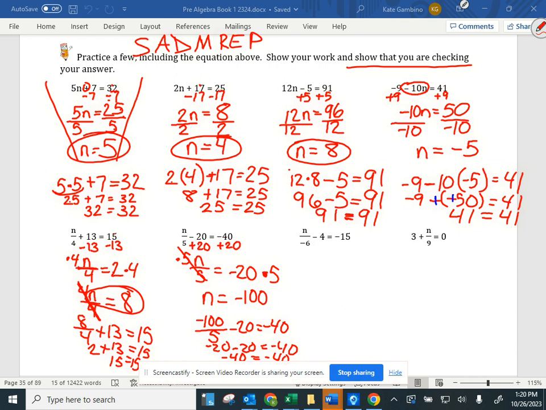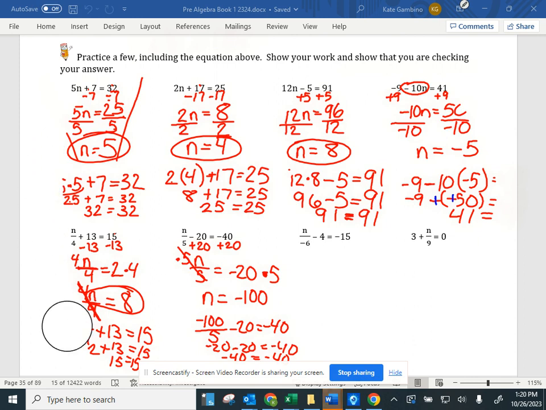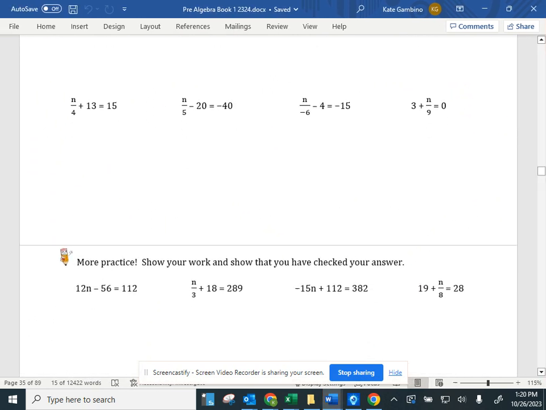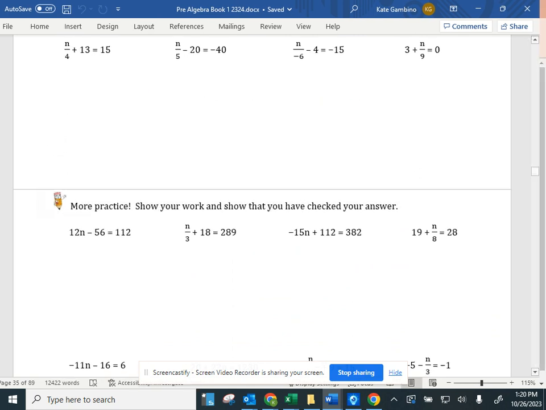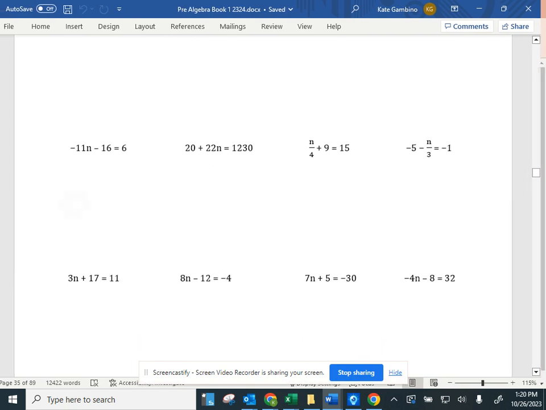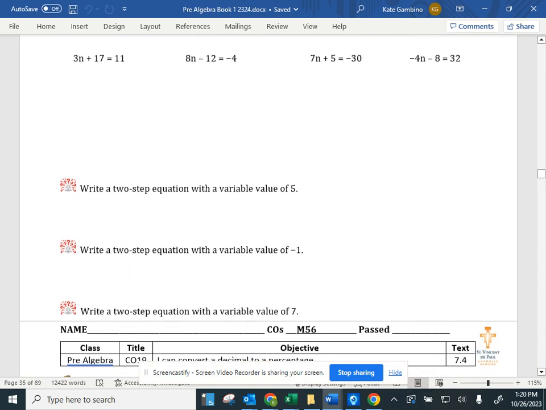You're going to do the last two on this page yourself. Let's look at our work page. It says more practice, show your work and show that you checked your answer. So we're doing the exact same thing. Do not forget your word problems.